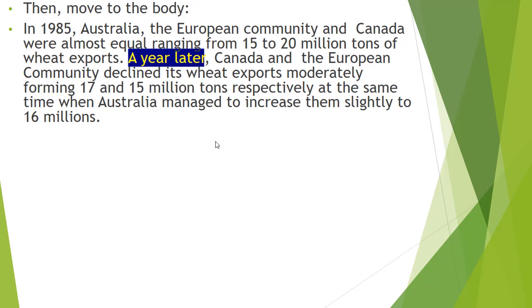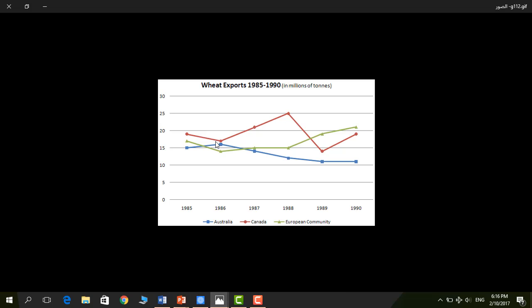Okay, you have to group your data. One thing very important you need to learn is grouping your data. In this sentence, I grouped Canada and the European Community together and compared them to Australia. This is analysis. This is not mere description. When you analyze, you have to group data and compare them together, okay?